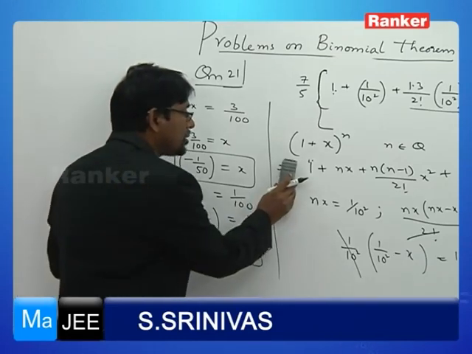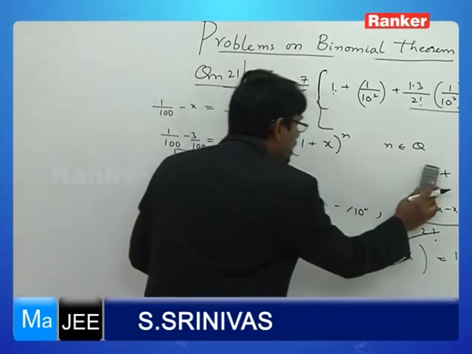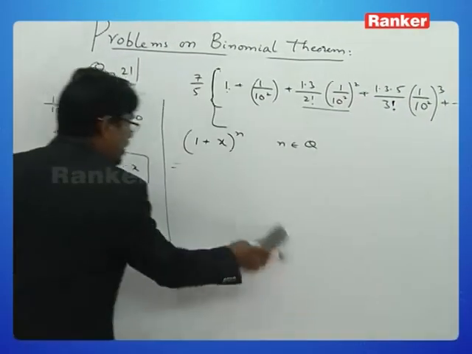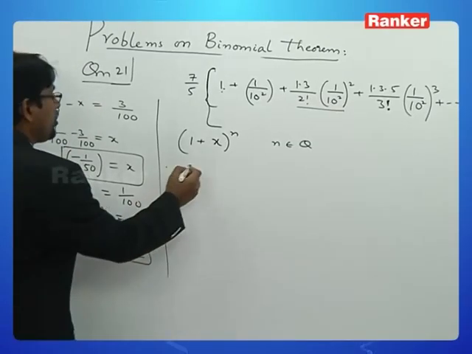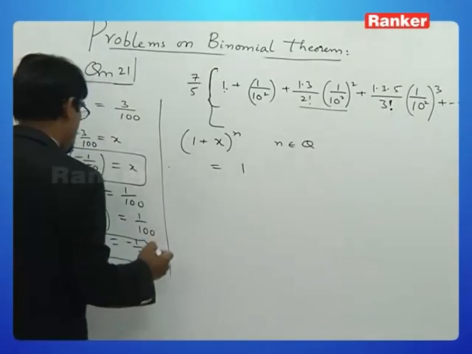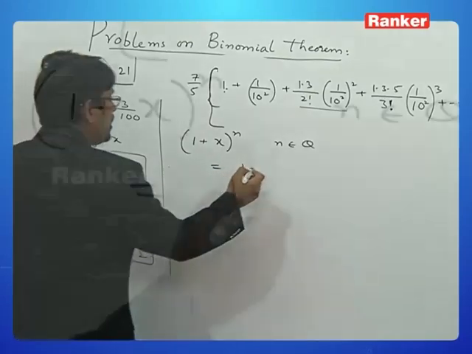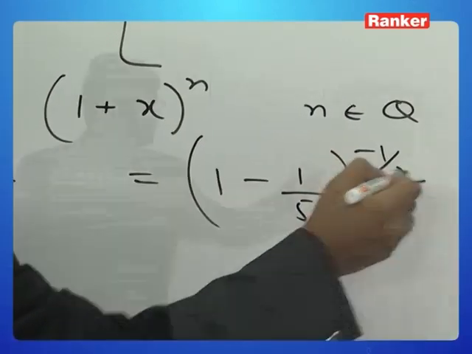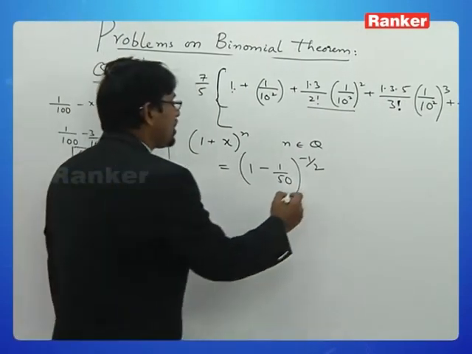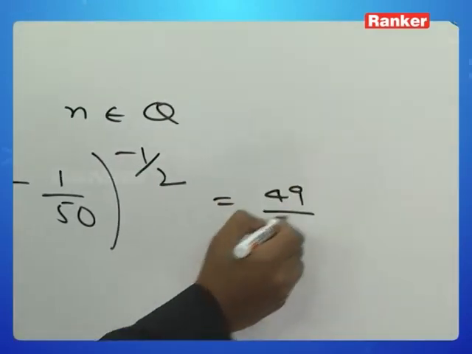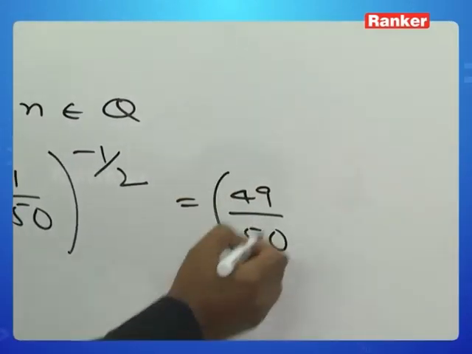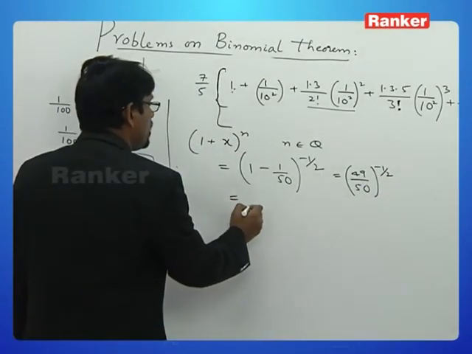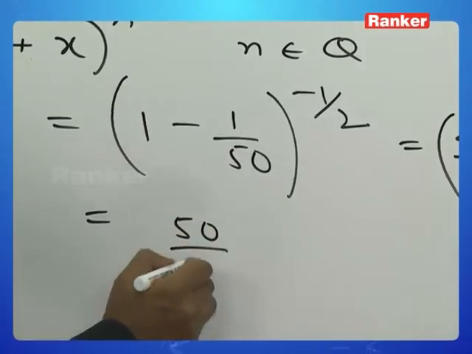So, let us write that now. Let us substitute the x value and n value here. So, what does this come out to be now? 1 plus x, where x is minus 1 by 50. So, 1 minus 1 by 50 raised to the power minus 1 by 2. So, that makes it 49 by 50 raised to the power minus 1 by 2. So, I can even write this as 50 by 49 raised to the power half.